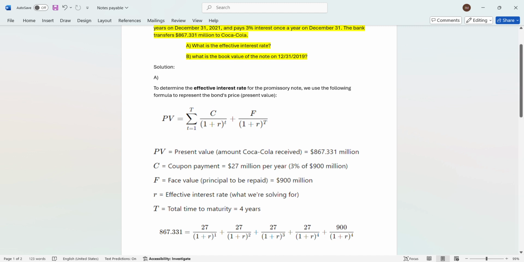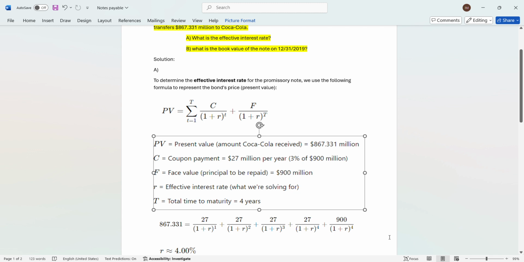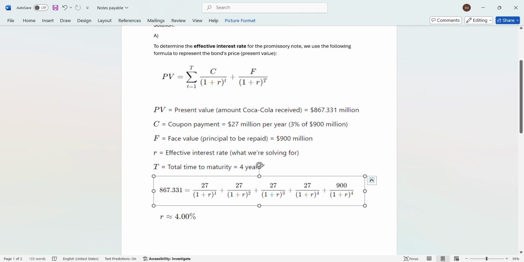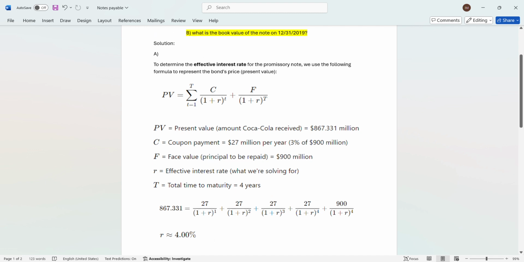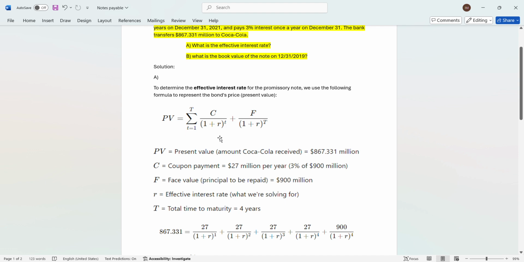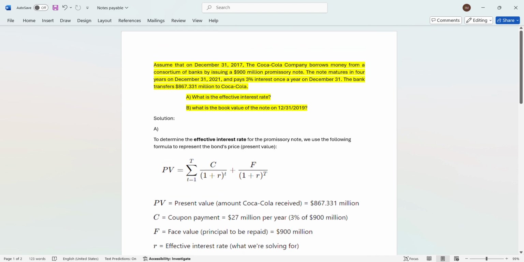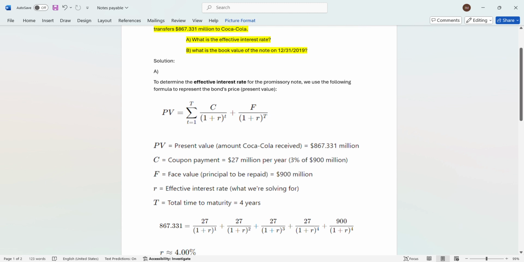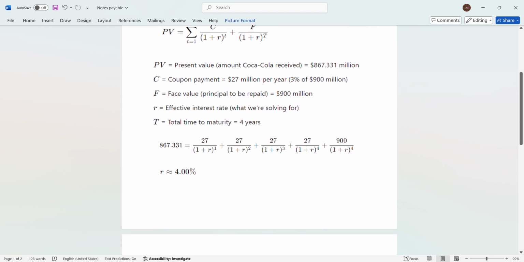We just plug the values into the equation, and if you use your financial calculator, you can easily calculate the value for R. After the calculation you will get something like 3.999, which is equivalent to 4%. So now we have the present value, the effective interest rate and the face value. Now we can easily calculate the book value of the note for 2019.